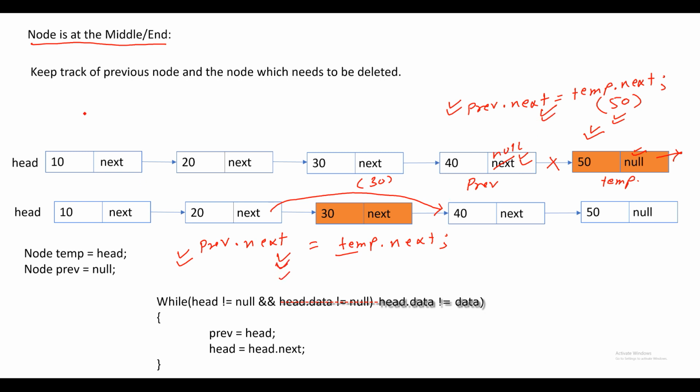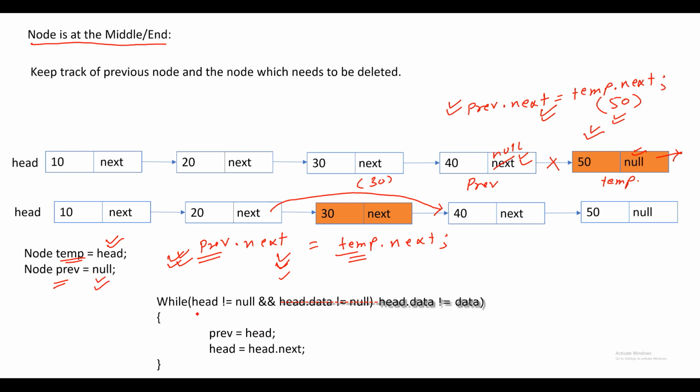That's why I'm saying that deleting a node at the end or in between in the given linked list is the same. And if you see here, I have kept two pointers, one is previous and one is temp, and using these two pointers I can delete the node. So to delete the node from the middle or at the end, we create two pointers where temp will initially point to head and previous will initially point to null.